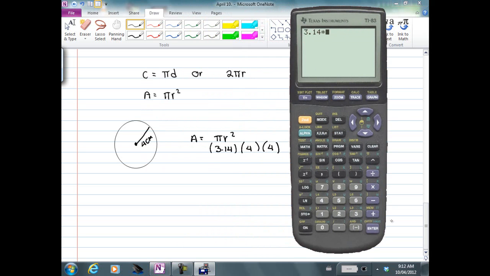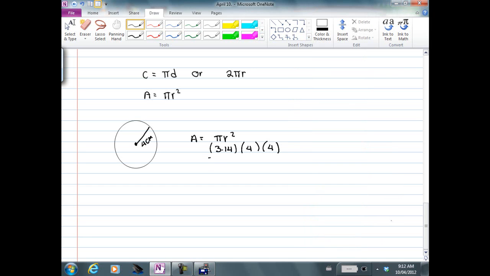3.14 times 4 times 4. 50.24. Charlene, here comes the tough one. What is the unit going to be? cm squared. You don't forget, when you work with area, my unit is automatically squared now.